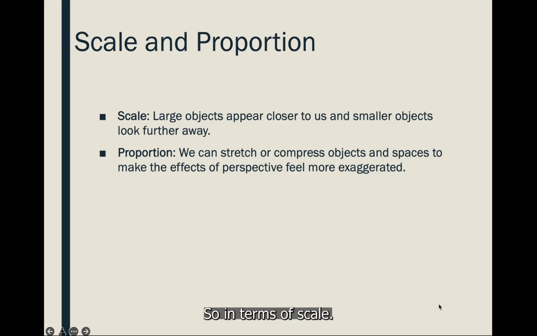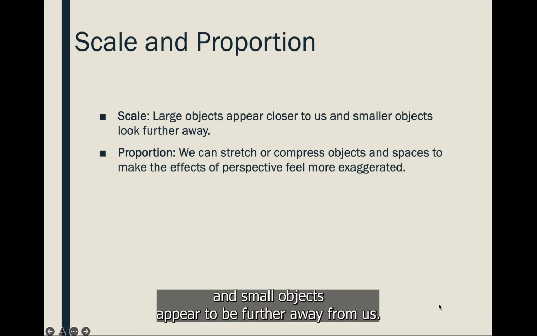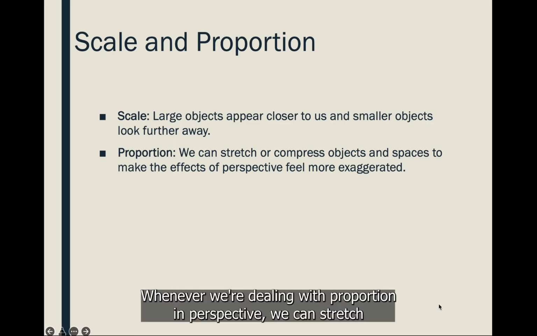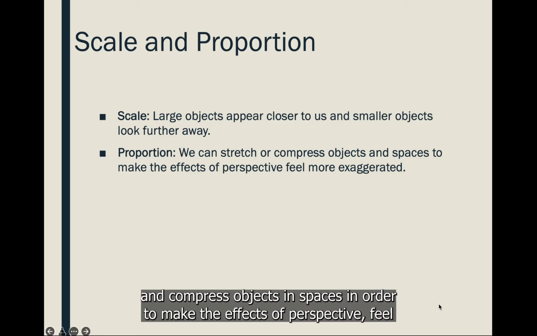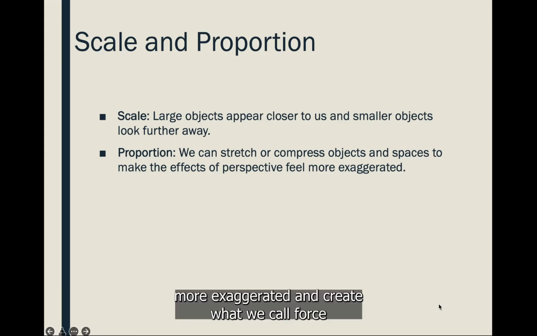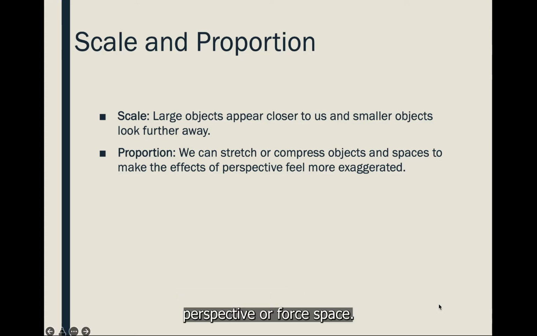So in terms of scale, large objects appear to be closer to us and small objects appear to be further away from us. Whenever we're dealing with proportion in perspective, we can stretch or compress objects in spaces in order to make the effects of perspective feel more exaggerated and create what we call forced perspective or a forced space.